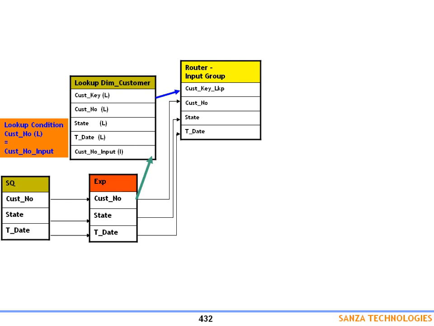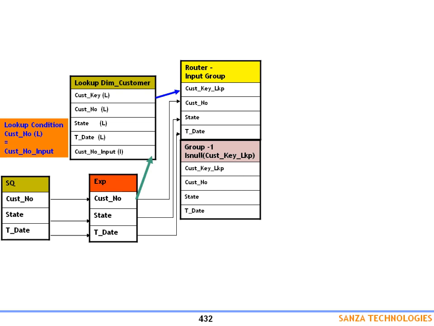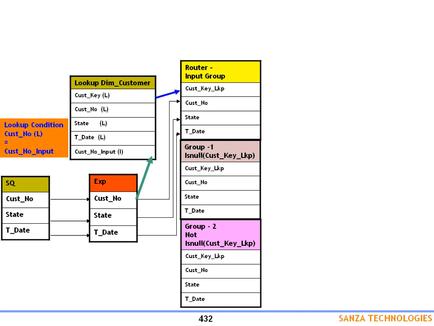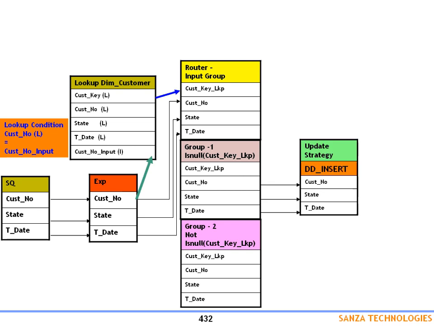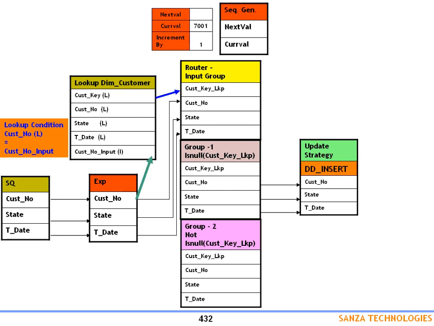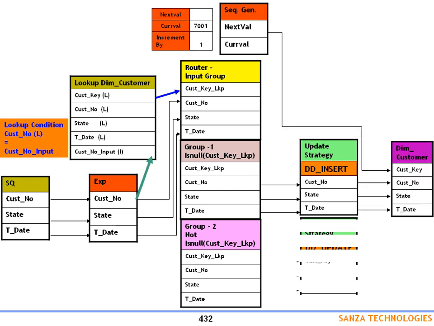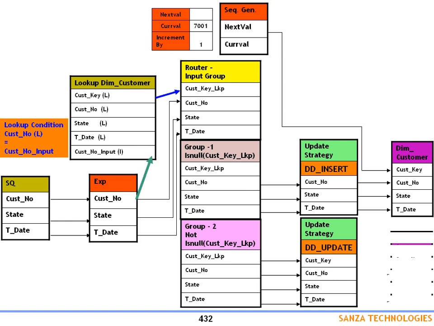Then you have a group condition, is null customer key lookup, another group condition, not is null customer key LKP. One for update strategy, in that you wrote DD_insert, then a sequence generator. One for DD_update, then directly put it into the dimension customer table. This was your mapping.